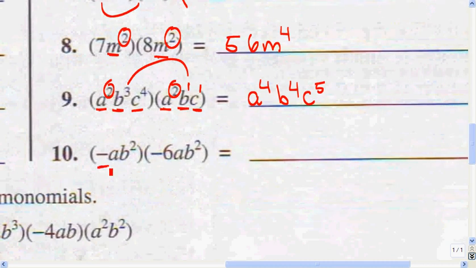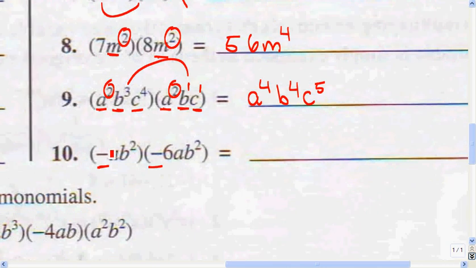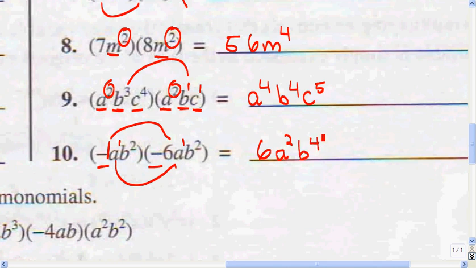Okay, here the signs are the same. So your answer is positive. You're not going to write a positive answer because when you don't write it, it's understood to be positive. And then you're going to do the numbers. Since there's no number here, it's understood to be 1, and 1 times 6 is 6. And then a times a, you add the exponents. When there's no exponent, the exponent is understood to be 1, so you got a squared. And then you got b squared and b squared, that's going to be b to the 4th power. Okay?